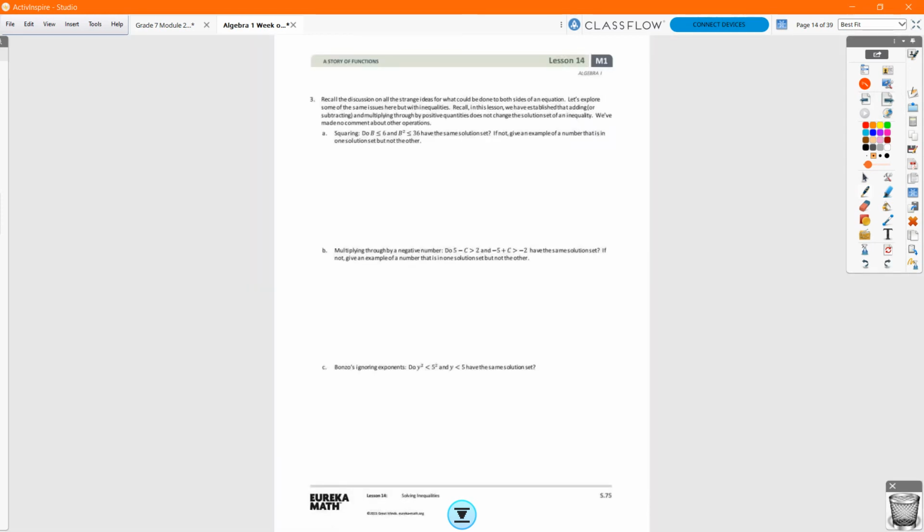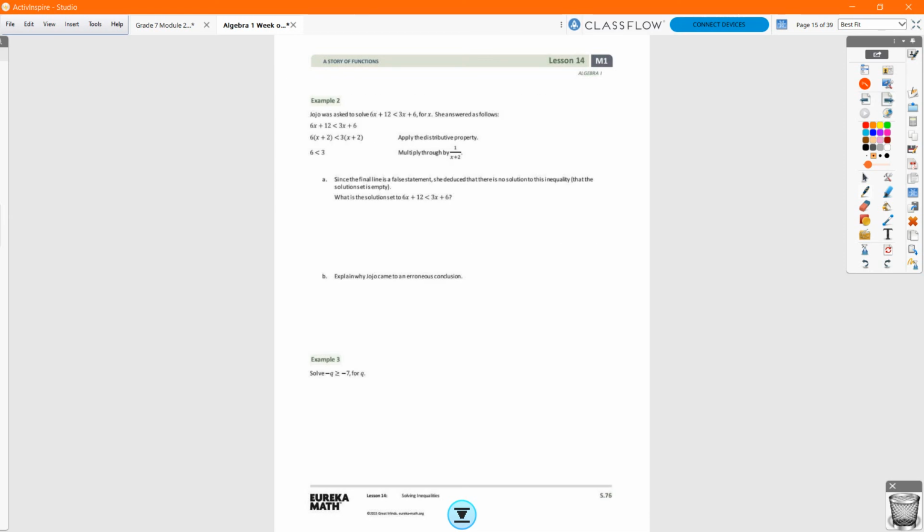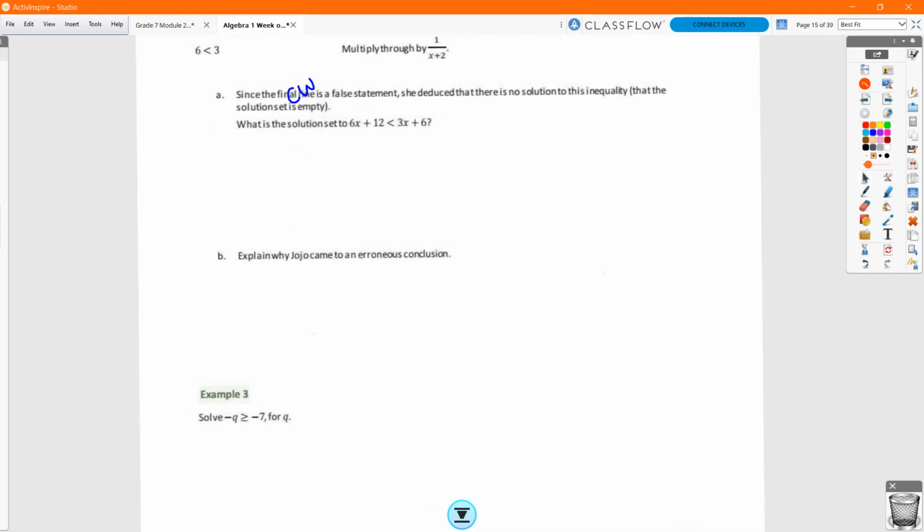All right, so number 3. We're going to do this for classwork tonight, okay? Want to make sure we do that for classwork tonight, or for classwork tomorrow, okay? We're going to save example 2 for classwork as well. Example 3 is what I want to get to. I want to make sure that we get to example 3, okay?